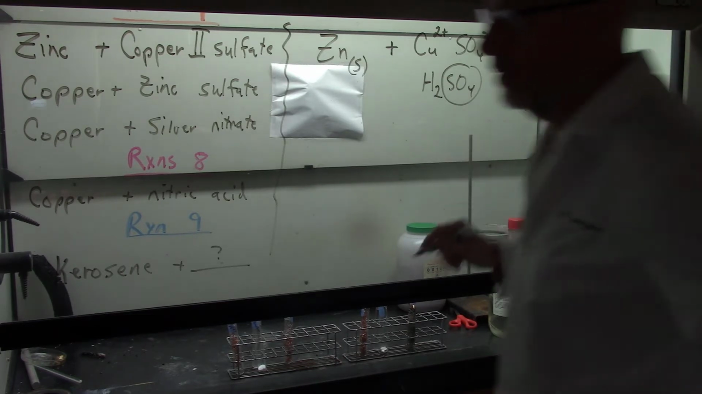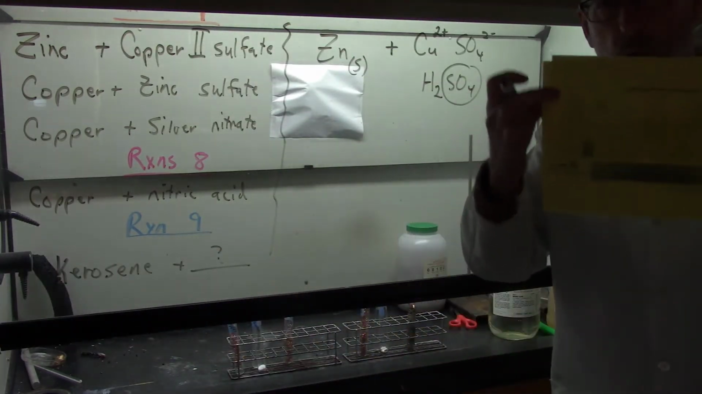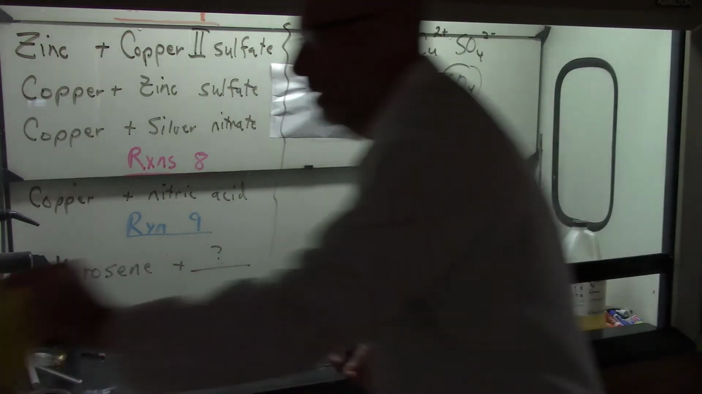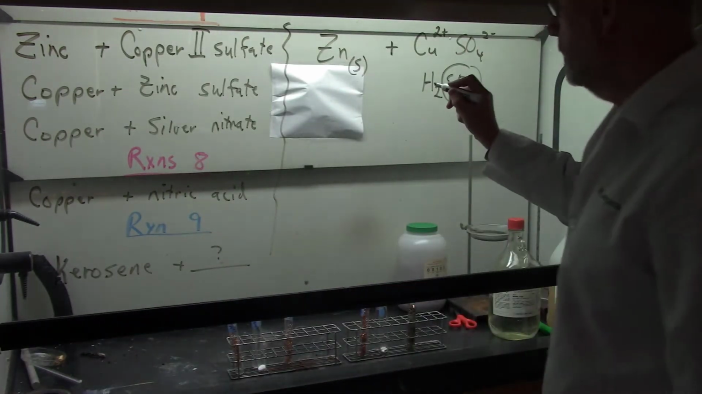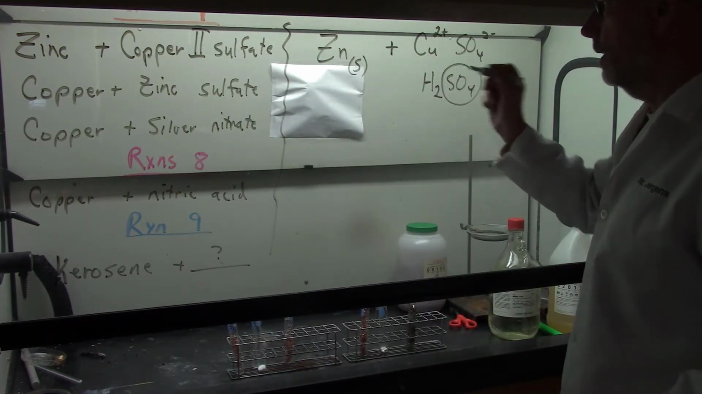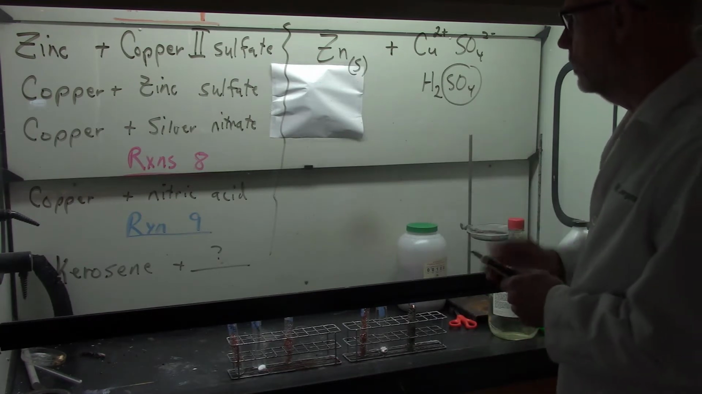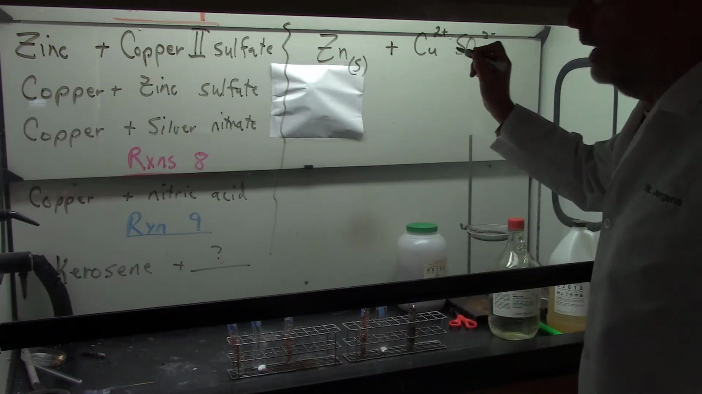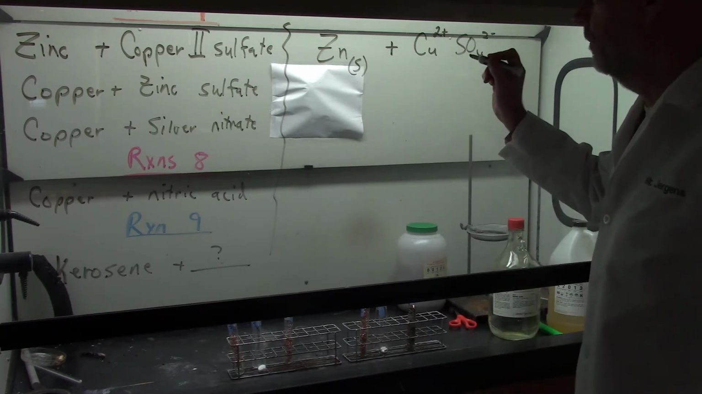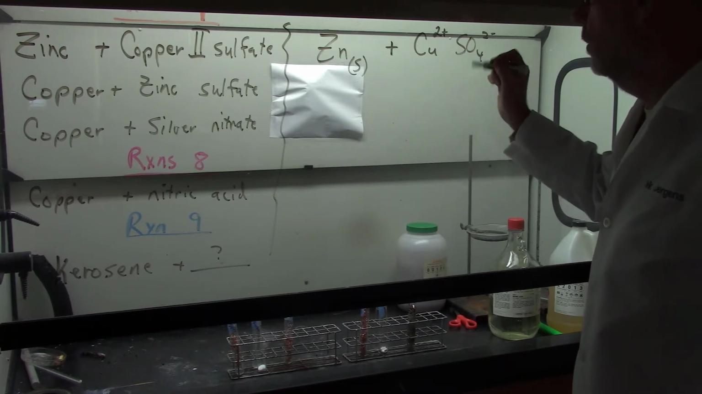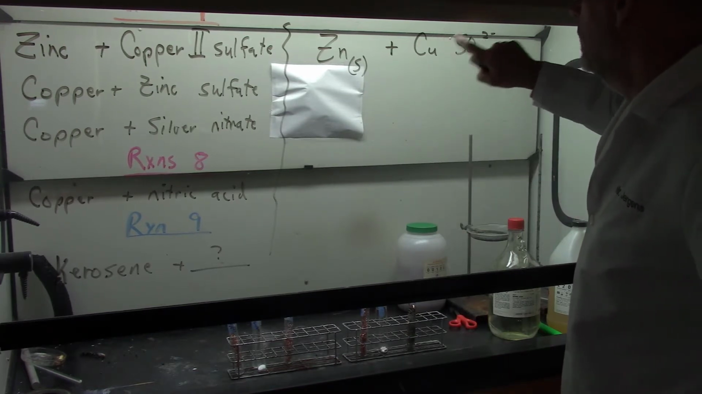H has a +1 charge because it's in the first column, the 1A column of the periodic table. And there's 2 of them. So H has a +1, H has a +1. That means sulfate has to have a -2 charge. You could crisscross applesauce and have a 2-to-2 ratio, which is the same thing as a 1-to-1 ratio, but we don't write one. So it's just CuSO4.